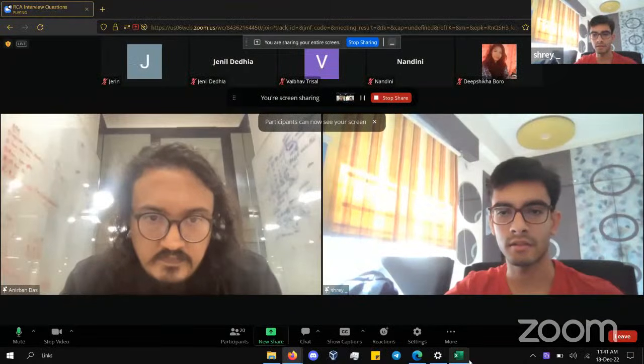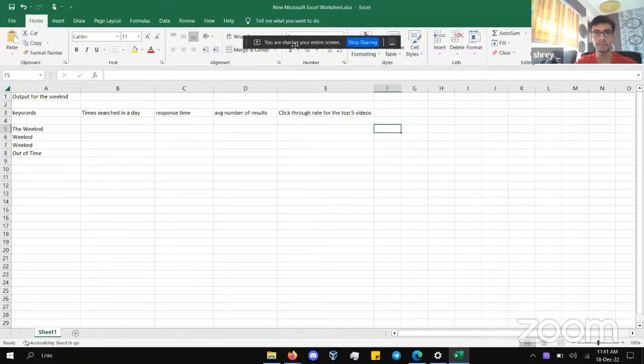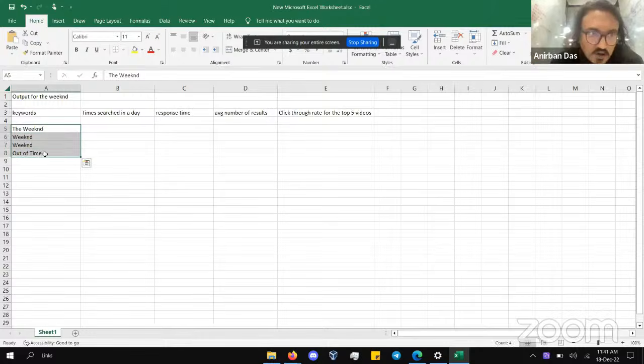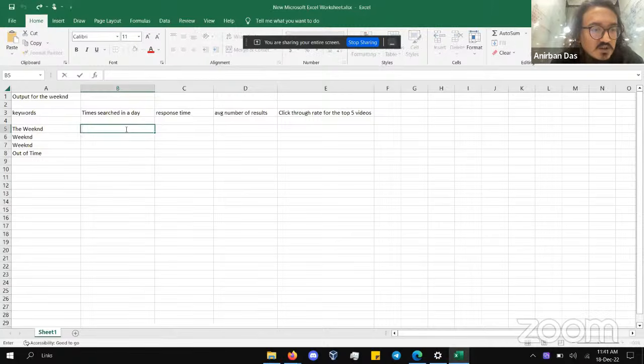Okay. Is what I'm sharing visible? Yes, I can see what's on the screen. Okay, so the table would comprise of the popular keywords. Can you fill in some sample numbers for each of the cells, maybe for the first search query? Sure.